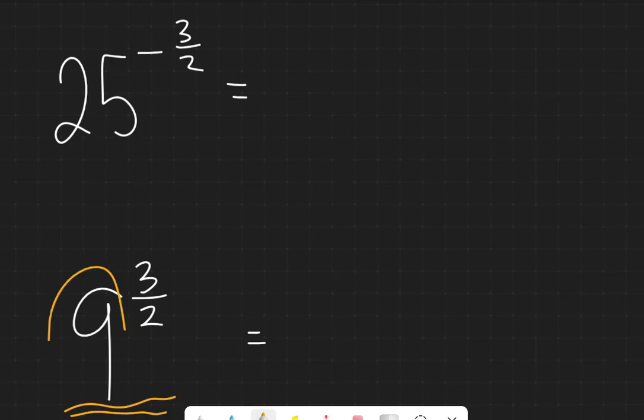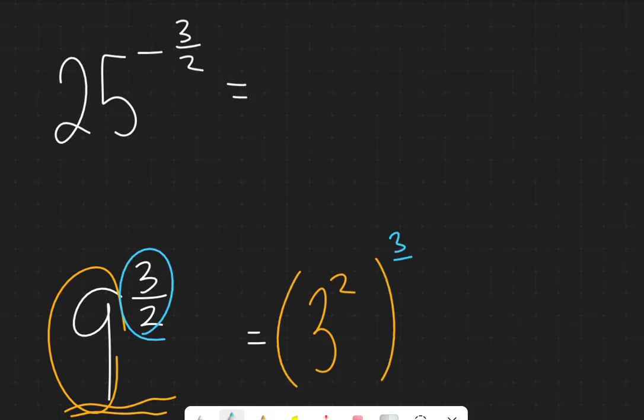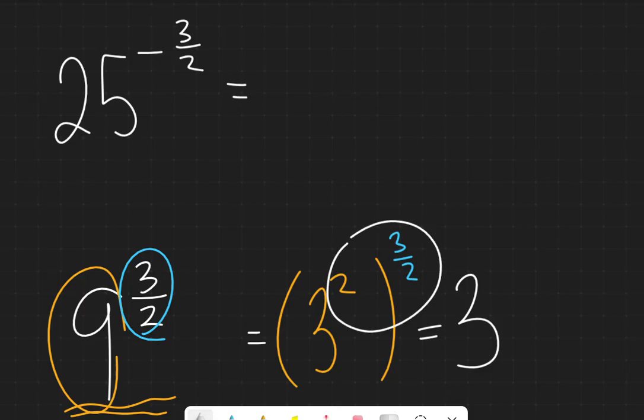So we know that number 9 can be written as 3 to the power of 2. Then we don't forget the exponent, we copy 3 over 2. We know the rule, double exponents, we multiply them. So when we multiply these two numbers, 2 and 2 goes away, it's 3 to the power of 3. If we want, we can find the value. 3 times 3 times 3 is 27.